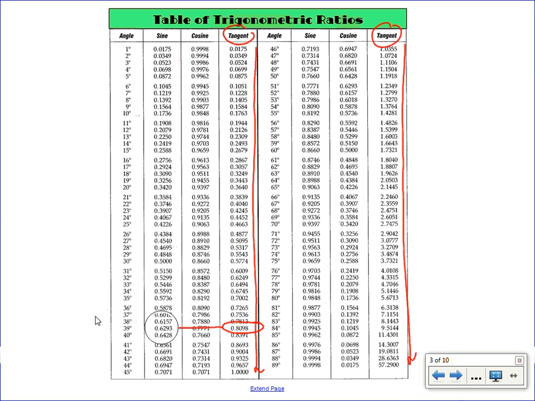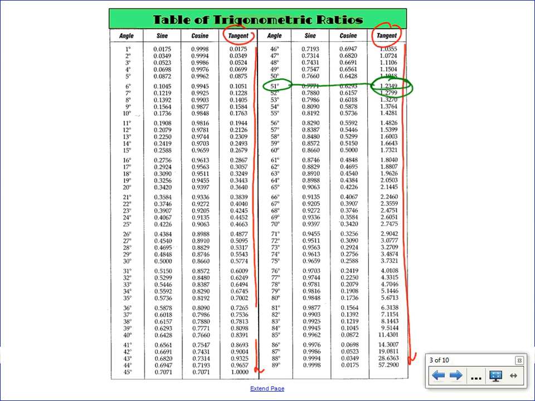This time I don't want 39. I want the one that's closest to 1.25. If I look at my tangents, it's between these two. I got 1.2349 and 1.2799. Which is it closer to? It's a little closer to 1.2349, and that matches 51 degrees.